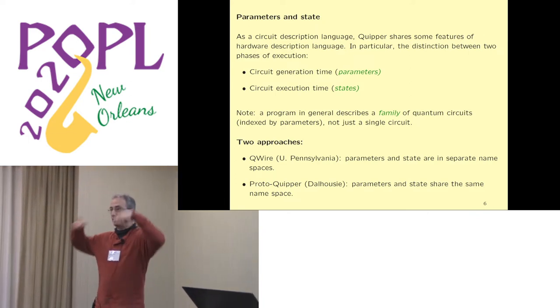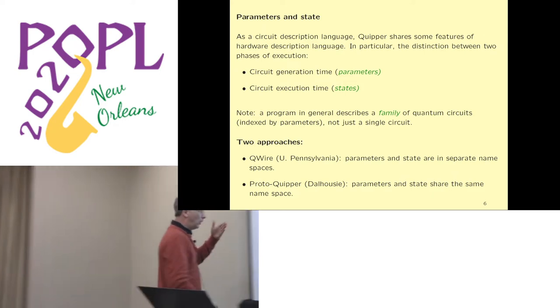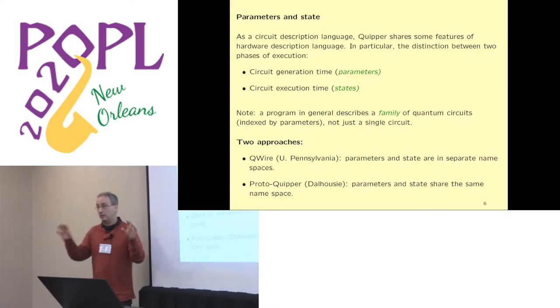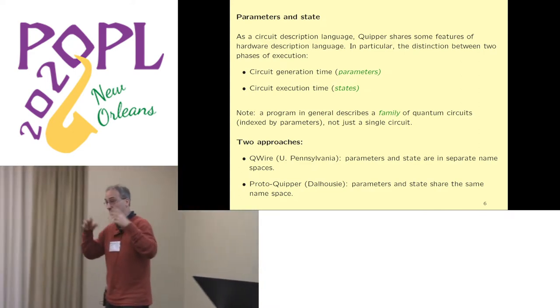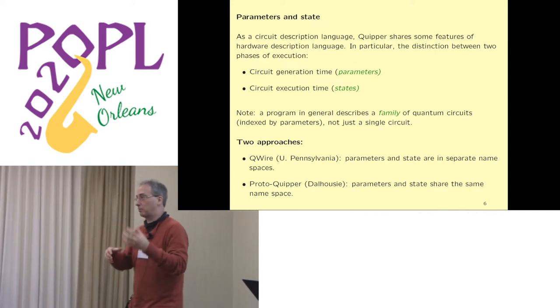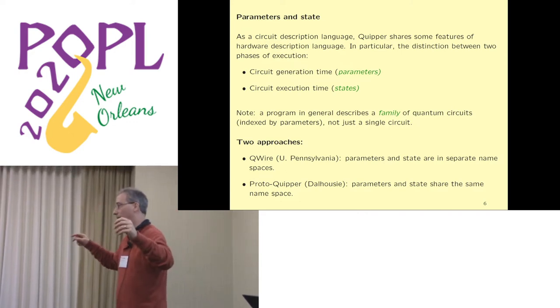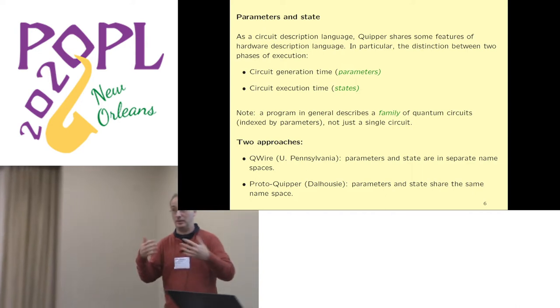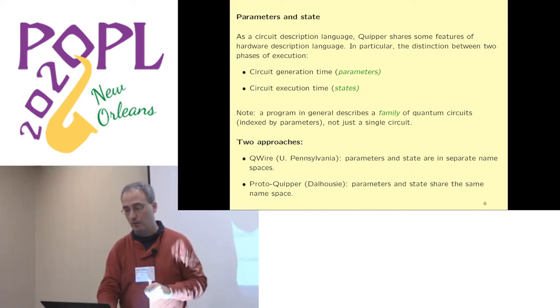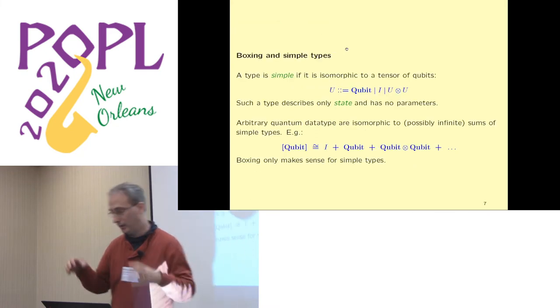Parameters live in the host language, and state basically lives in the embedded language, right? In the Quipper-like languages, we like parameters and state to share the same namespace, to be treated as one and the same. So you can have data types that are part parameter and part state, like a pair of a qubit and a boolean, or a list of qubits, where the length of the list would be a kind of parameter, because you know how many qubits you have, but the actual qubits in the list would be state, right? So that's what makes it Quipper-like. Parameters and states are treated as one thing, and then you can have quantum data types.